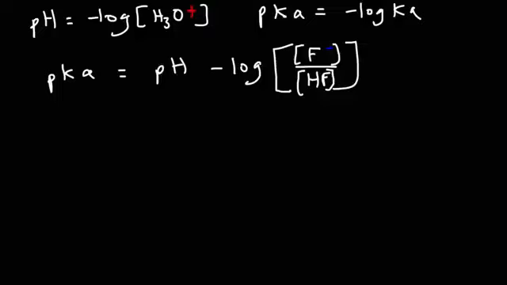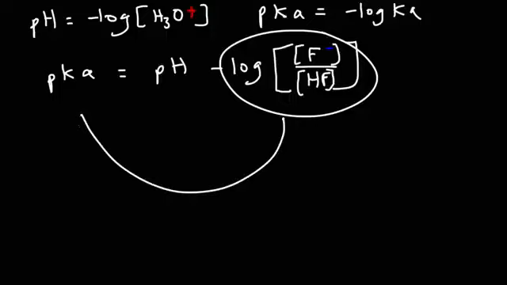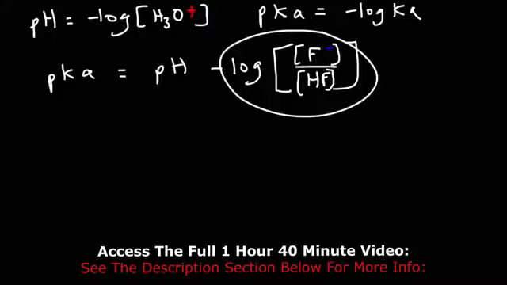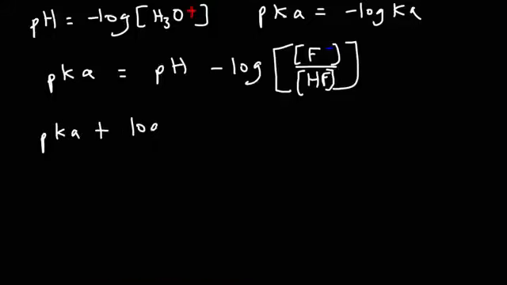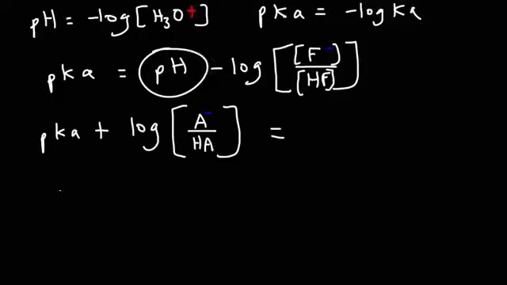Now what we're going to do is we're going to isolate pH. So I'm going to take this term and move it to the other side. It's negative on the right side, but it's going to be positive on the left side. So the pKa plus log of the base over the acid. Now I'm going to replace this with a more generic form of the base, which is typically A minus, and the generic form of an acid would be HA. On the right side, we still have pH.